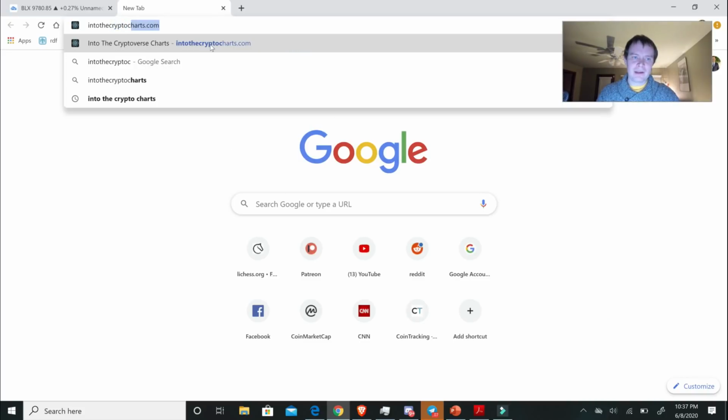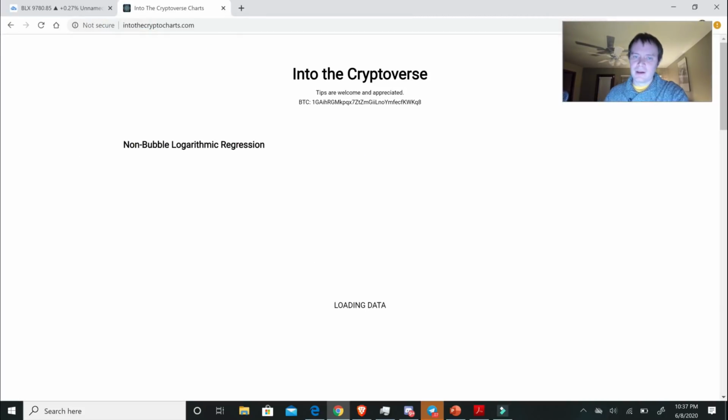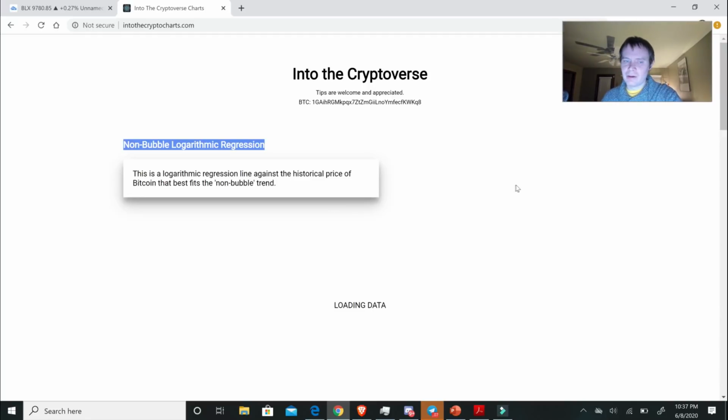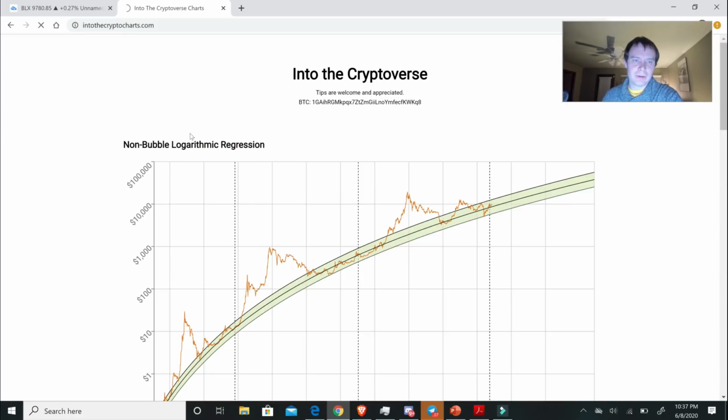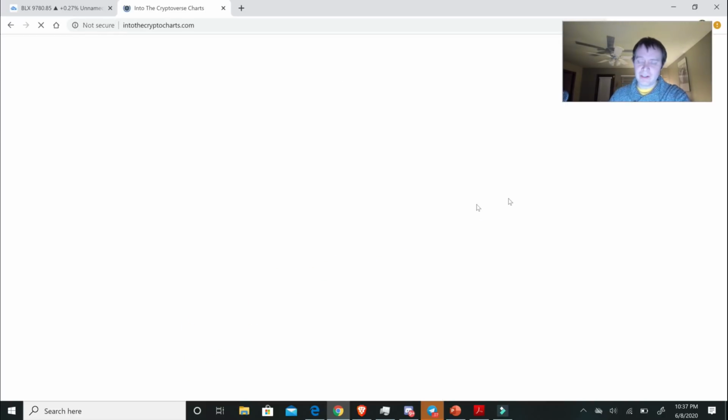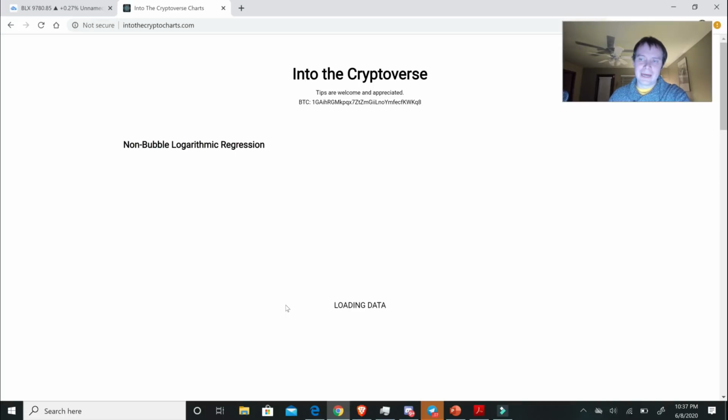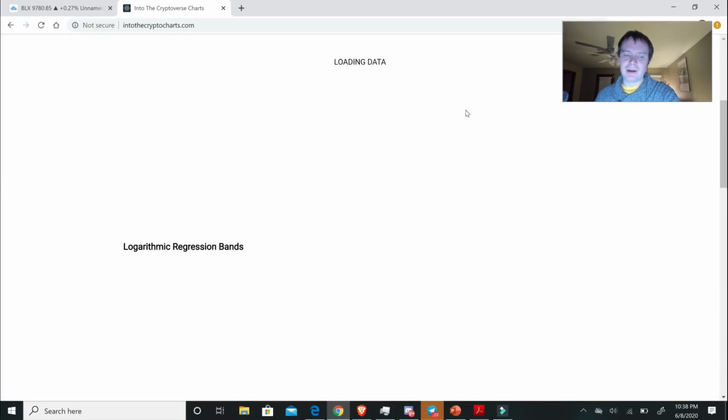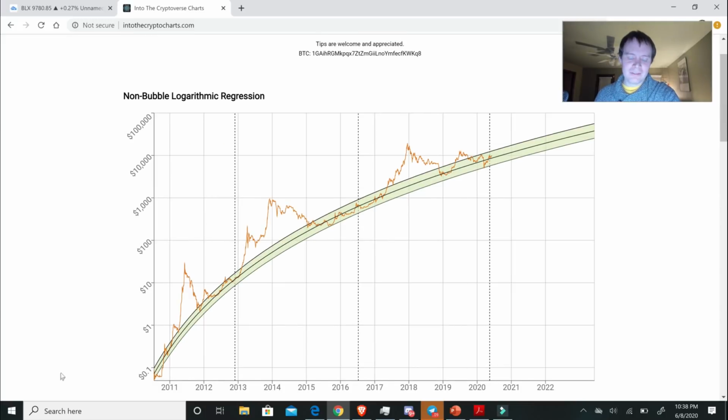If you go to my other website, intothecryptocharts.com, we do have non-bubble logarithmic regression. If you're not familiar with what that is, it's essentially just fitting a logarithmic regression equation to what I am somewhat discretionarily deeming either bubble data or non-bubble data, but we're fitting it to non-bubble data only. And because of that, it's able to hopefully give us our primary risk band. And if you look at the chart here, this is our primary regression band.